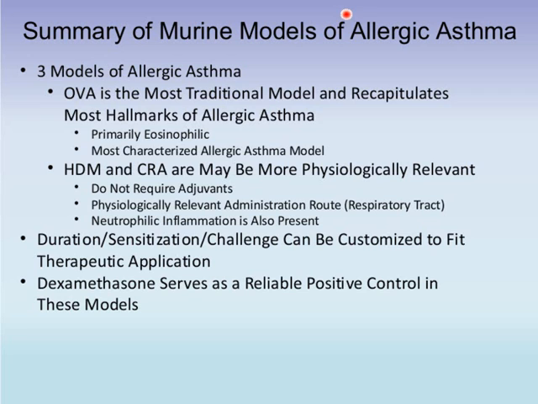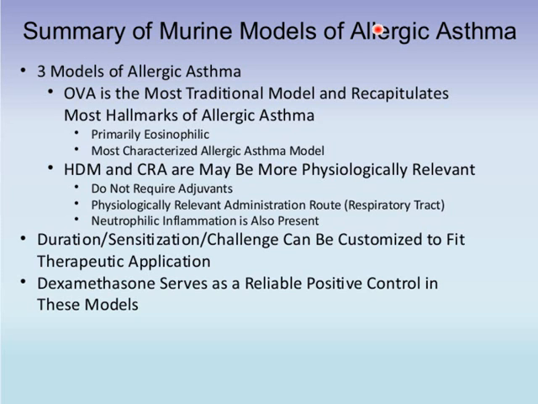So at this point, I'll summarize what we have in terms of our allergic asthma models. We have 3 models of allergic asthma here at Biomodels. The OVA model really is the most traditional model in the literature. It recapitulates most of the hallmarks of allergic asthma as a primarily eosinophilic model. It's the most characterized allergic asthma model.